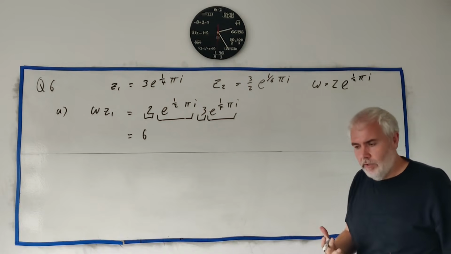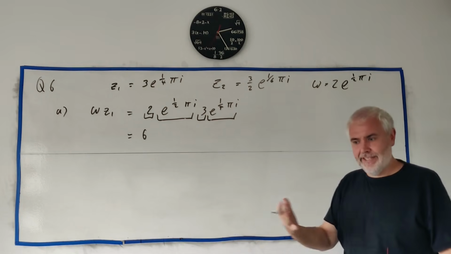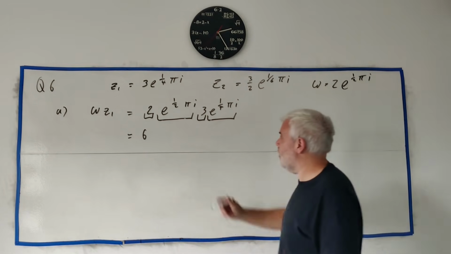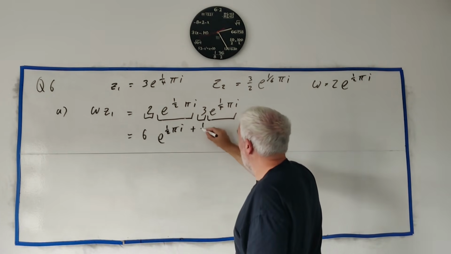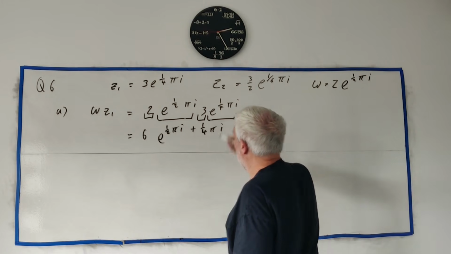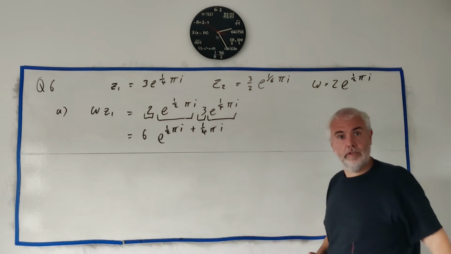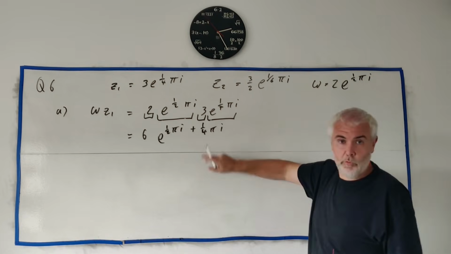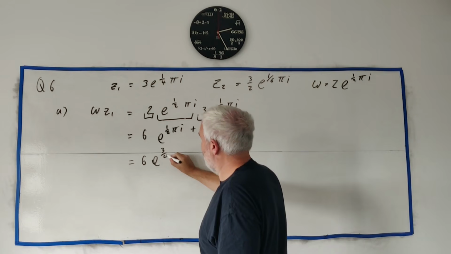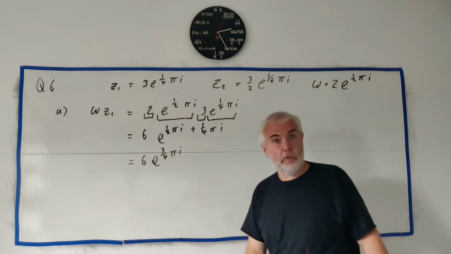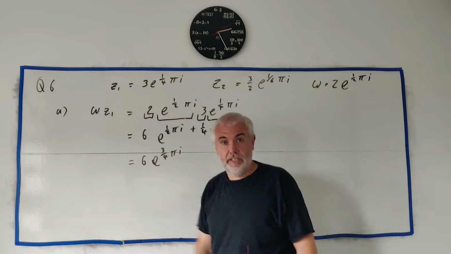They're both the same number. They have different powers. So how do we deal with that? When the same base multiplies, the powers can add. So we're left with e^(half pi i) on this one plus a quarter pi i on this one. They both have pi i, so we're really just adding a half plus a quarter, or 2 quarters plus 1 quarter, 3 quarters. So the final answer is 6e^(3/4 pi i). That's how we multiply these two complex numbers.